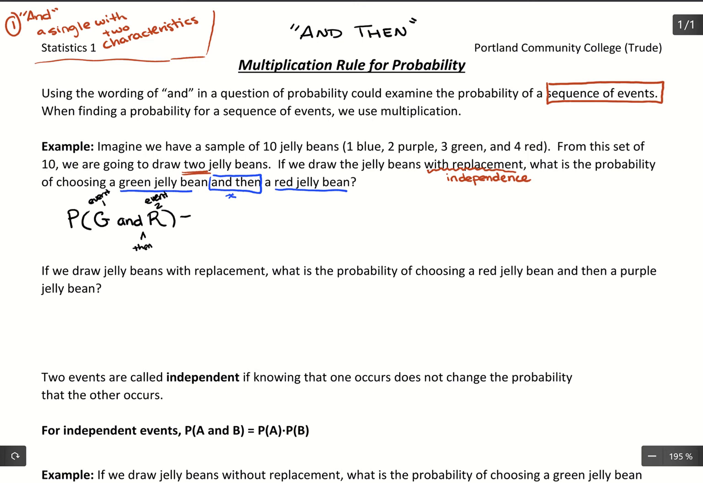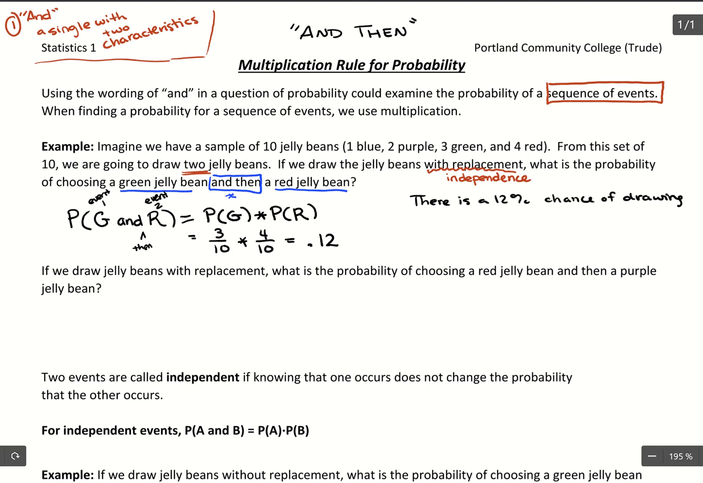So what we can do here is use multiplication, and because we have independence, we can just take the probability of getting a green jelly bean multiplied with the probability of getting a red jelly bean. So we'd be taking 3/10 times 4/10, which will give us 0.12. So there is a 12% chance of drawing a green and then a red jelly bean.